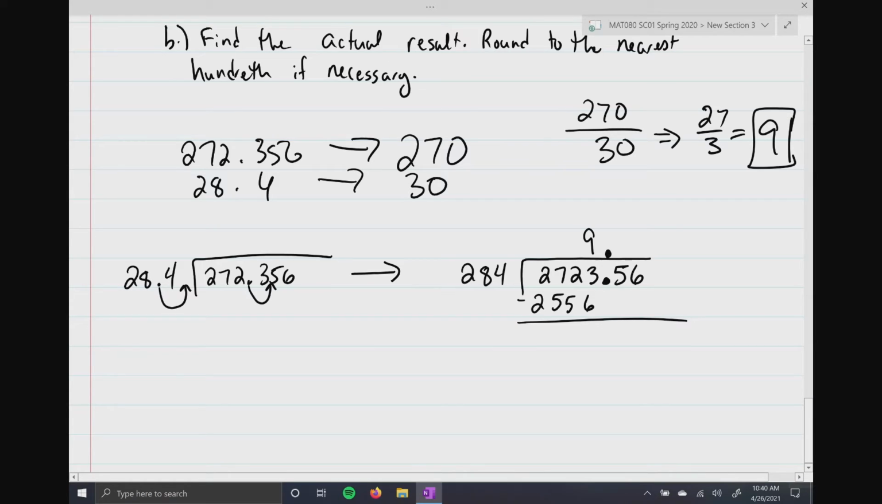So when I subtract, I get 167. I drop down to 5. 284 goes into 1,675 5 times.